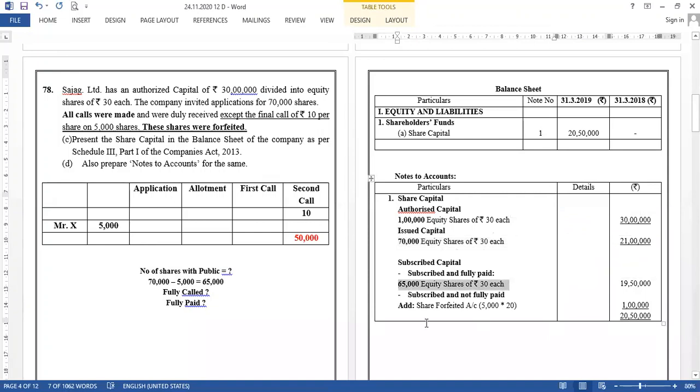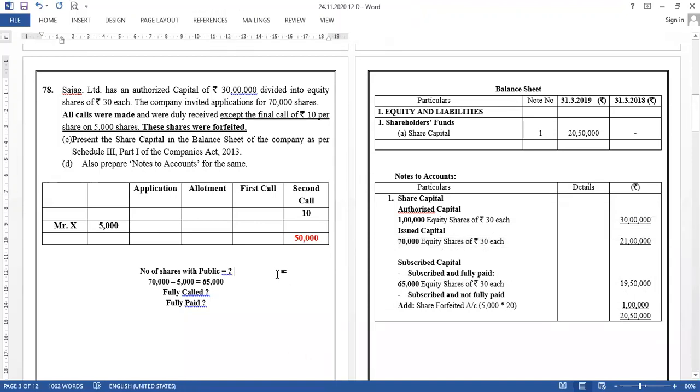65 fully paid up में आ गया, forfeited में 5,000 आ गया, मतलब 65 plus 5, 70 हो गया ना. That's all. I have to match these values with this issued capital. ये ध्यान रखना है. If you're able to take care of these things, believe me, ये सबसे easy सम हो जाएगा आपके लिए. It is a kind of a gift for us.